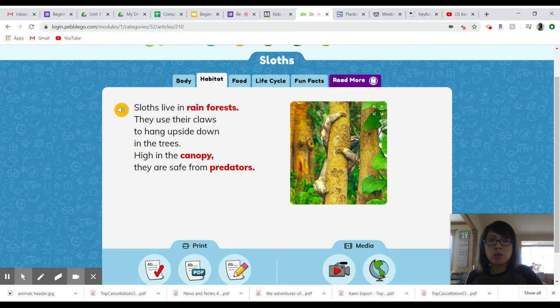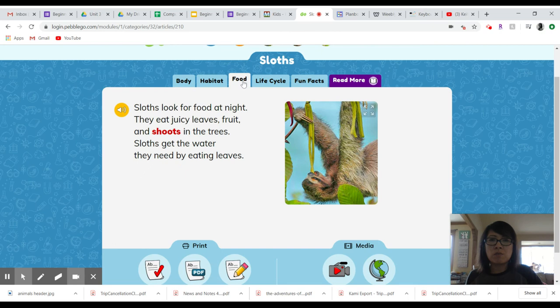Okay, my second question was about food. What do they eat, right? So I'm going to go ahead and click on the food section. It says sloths look for food at night. They eat juicy fruits or juicy leaves, fruit, and shoots in the trees. They get the water they need by eating the leaves. All right, so they eat juicy leaves, fruit, and shoots in the trees.